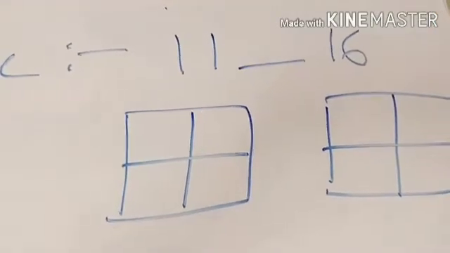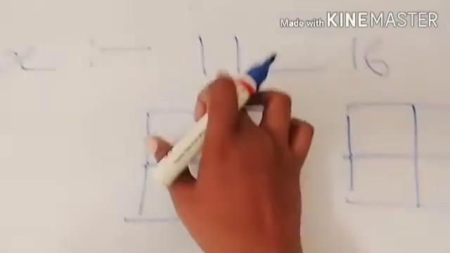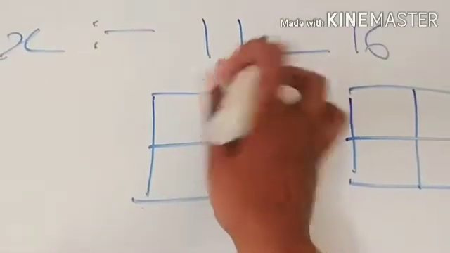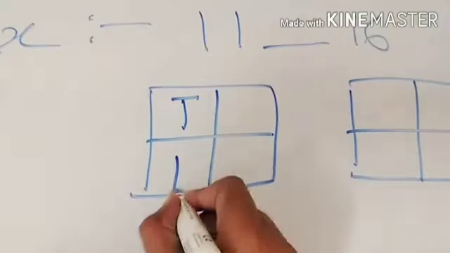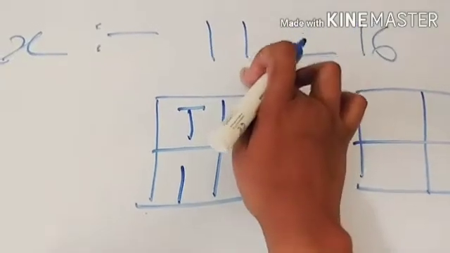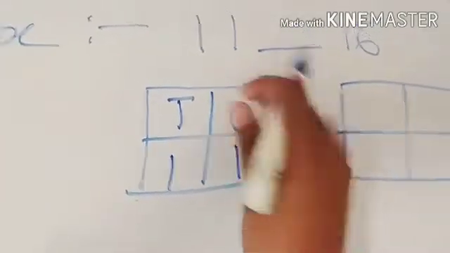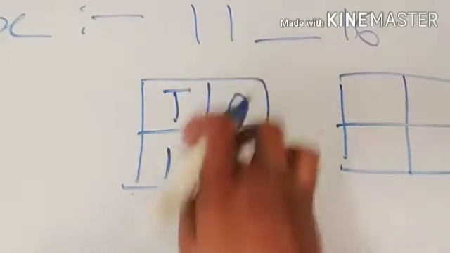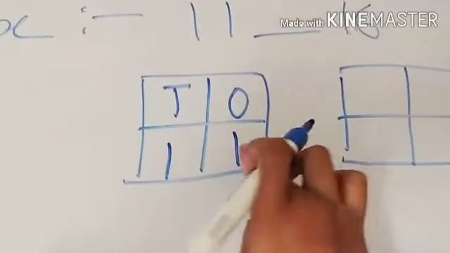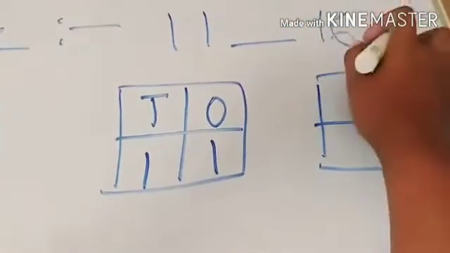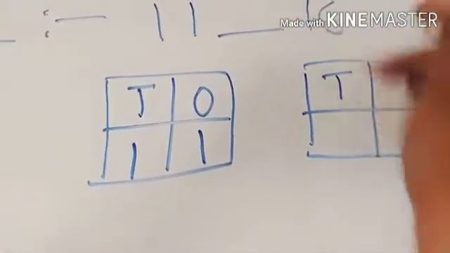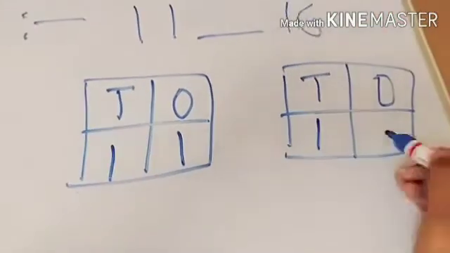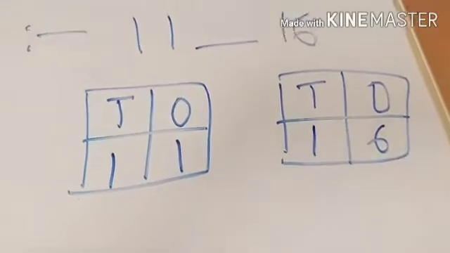Students, look at this example. Here we have two-digit numbers. They are 11 and 16. See children, 1 is in tens place, this 1 is in ones place. In this number, 1 is in tens place and 1 is in ones place. And in this number, 1 is in tens place and 6 is in ones place.